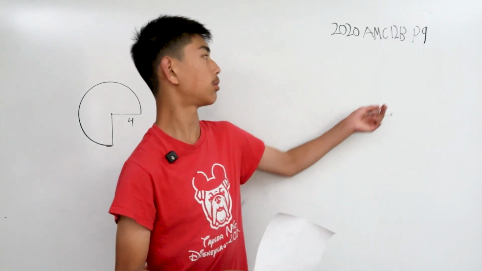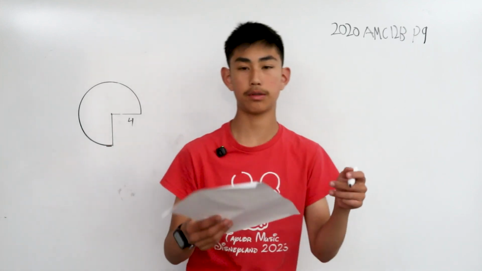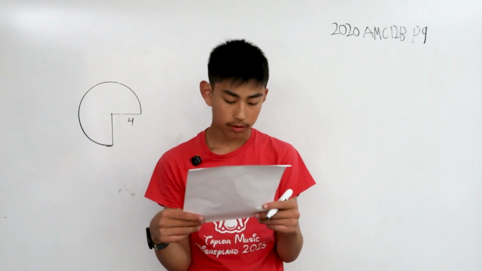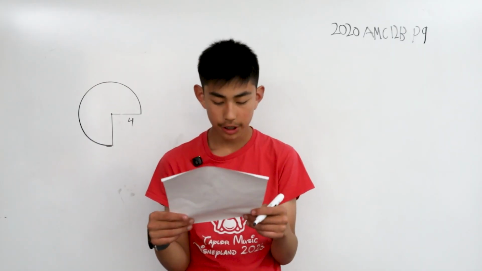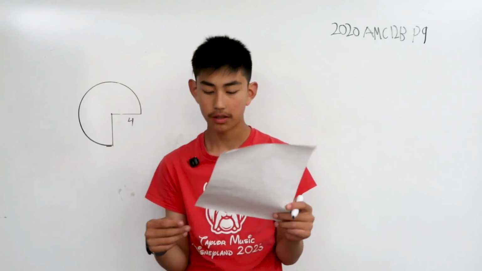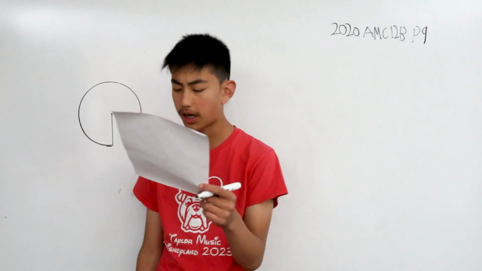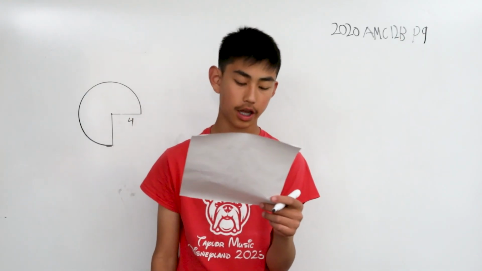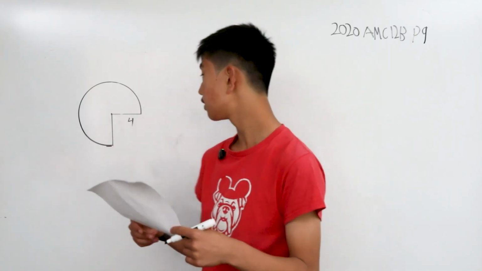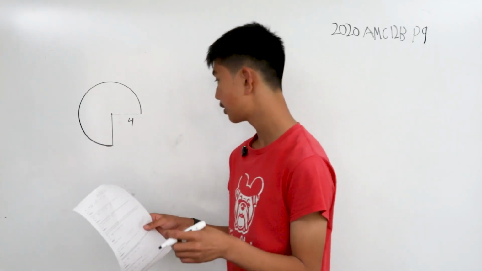We're solving problem 9 from the 2020 AMC 12B. A 3/4 sector of a circle of radius 4 inches together with its interior can be rolled up to form the lateral surface of a right circular cone by taping together along the two radii shown. What is the volume of the cone in cubic inches?